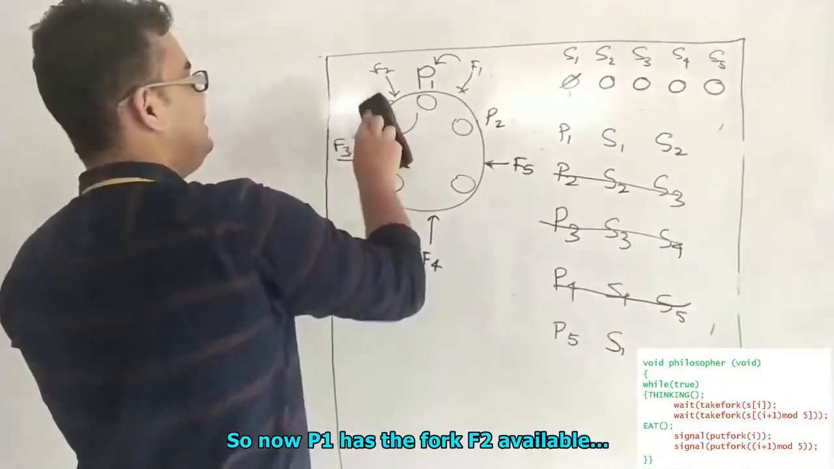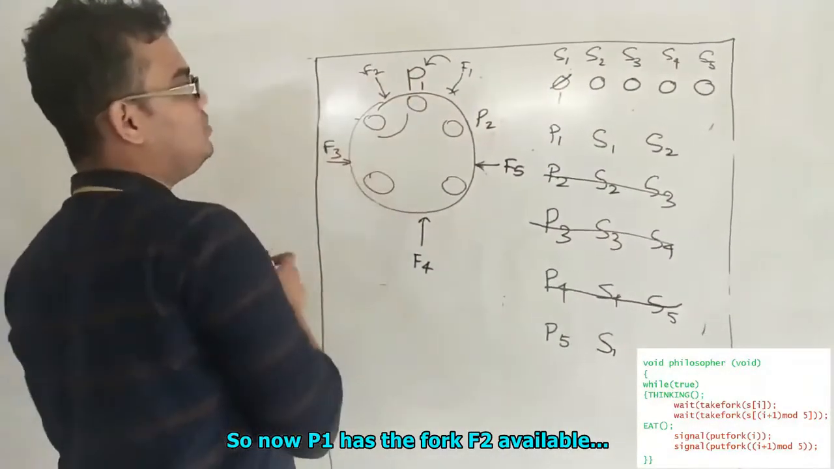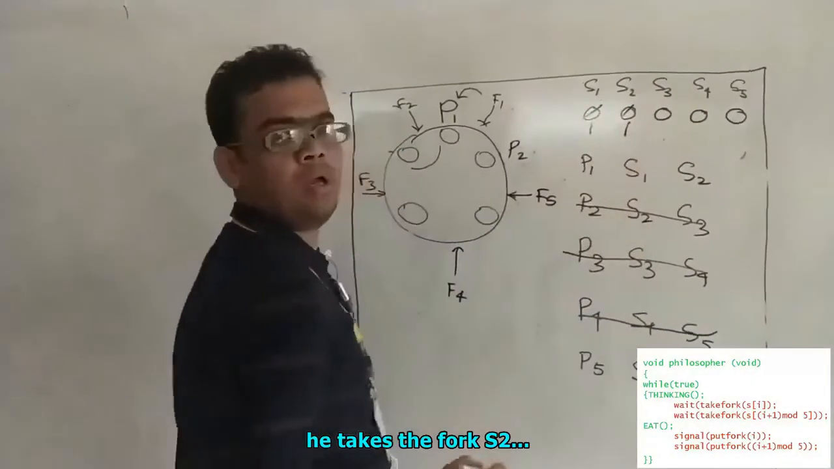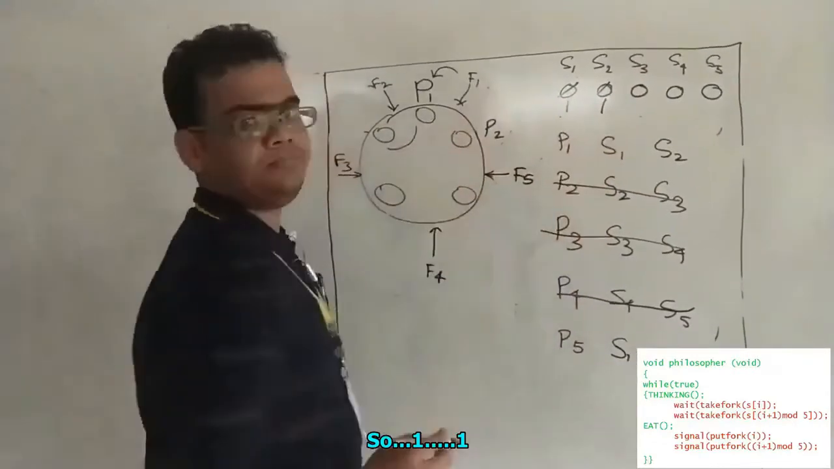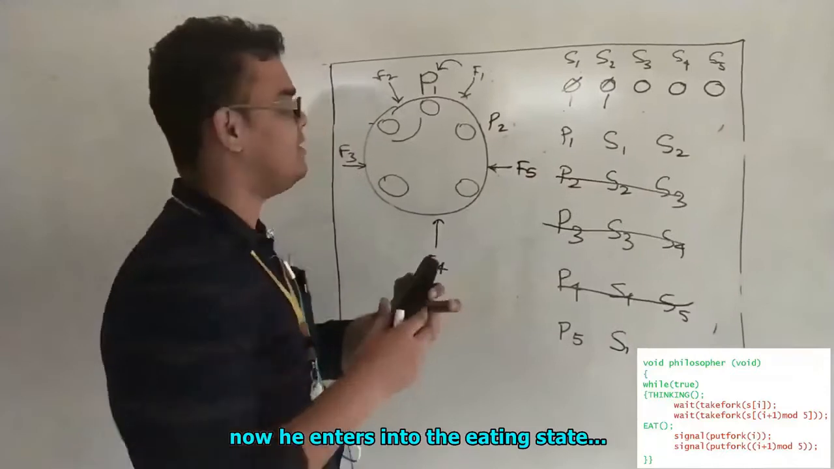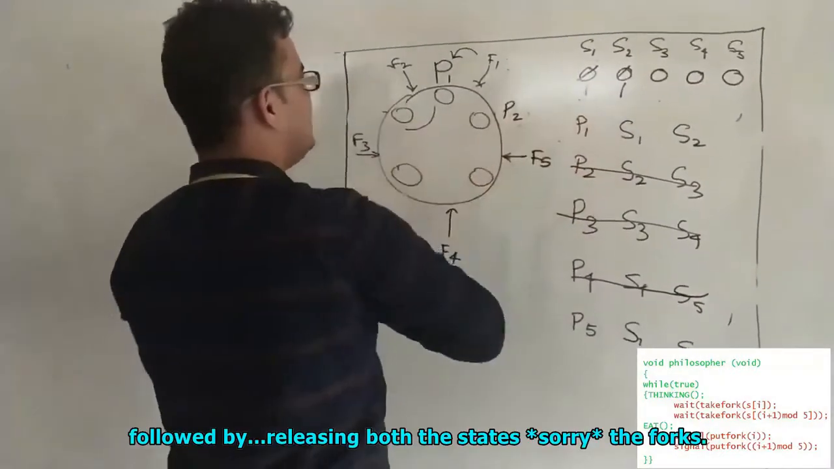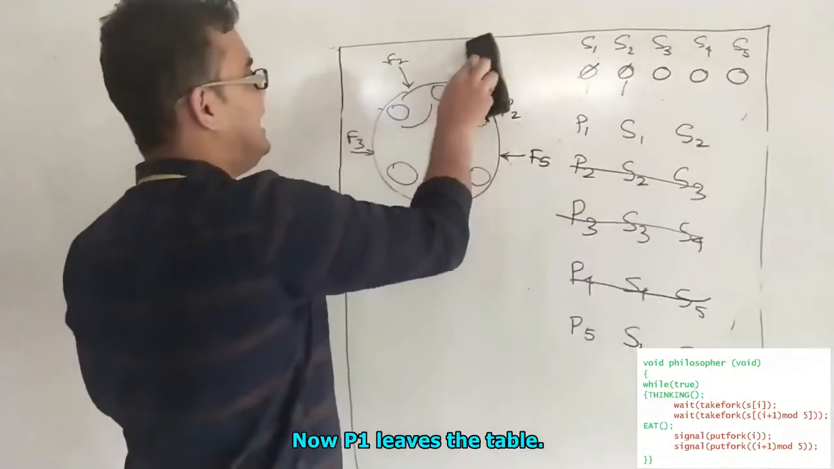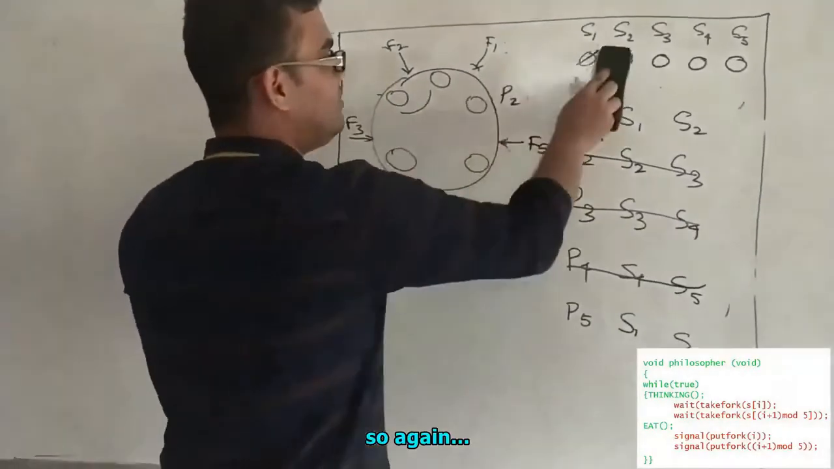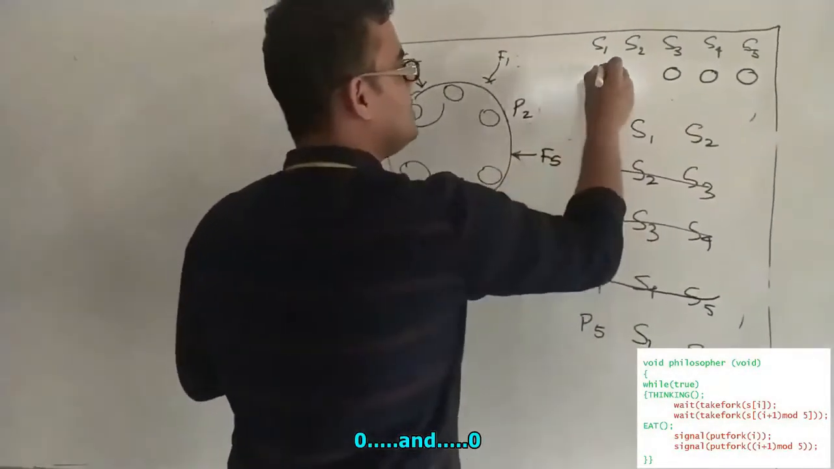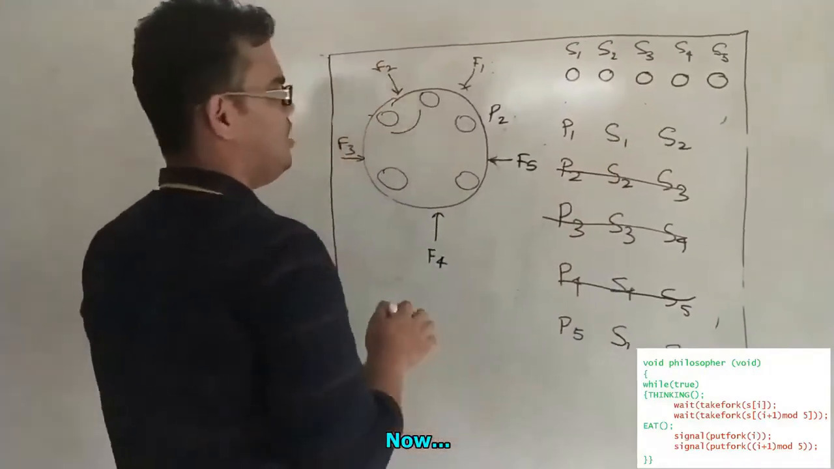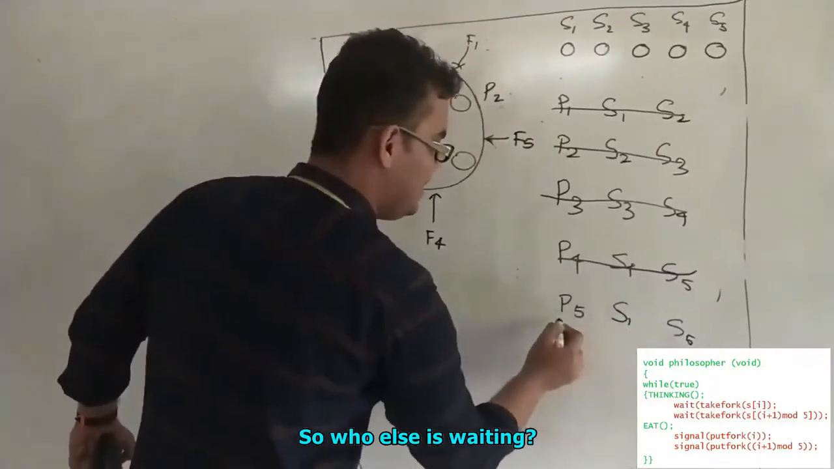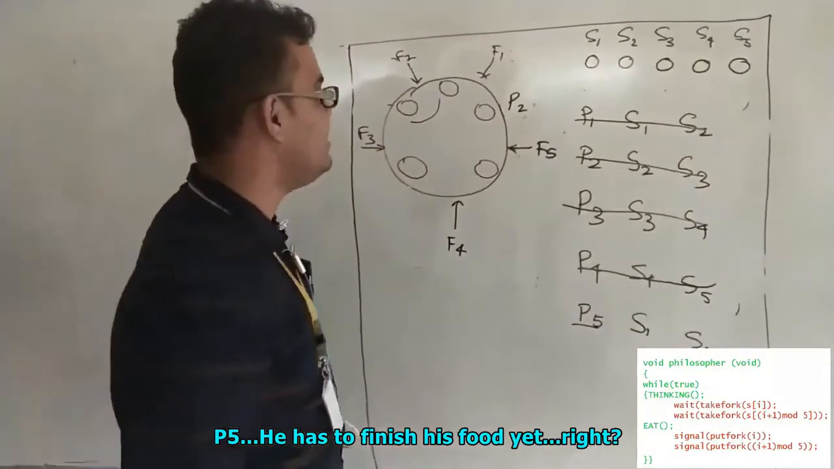Now P1 has the fork F2 available, so he takes the fork S2, so 1 and 1. Now he enters the eating state, followed by releasing both the forks. Now P1 leaves the table, so again 0 and 0. Now P1 has completed eating. So who else is waiting? P5. He has to finish his food yet, right?